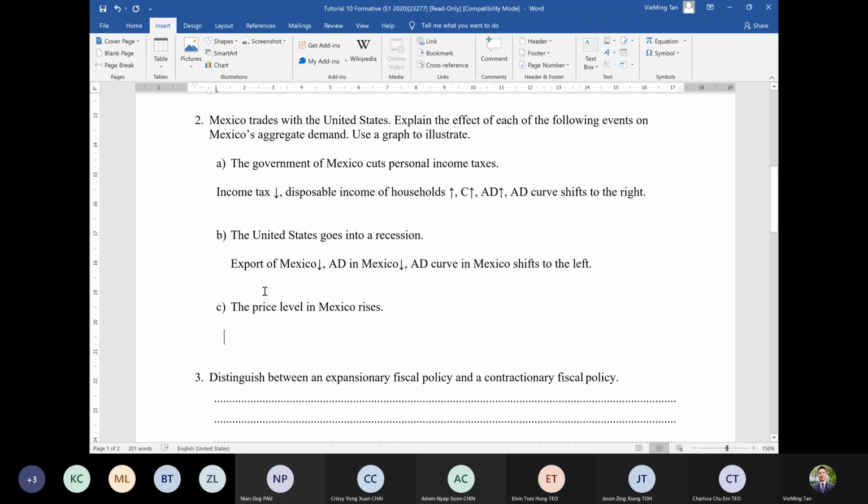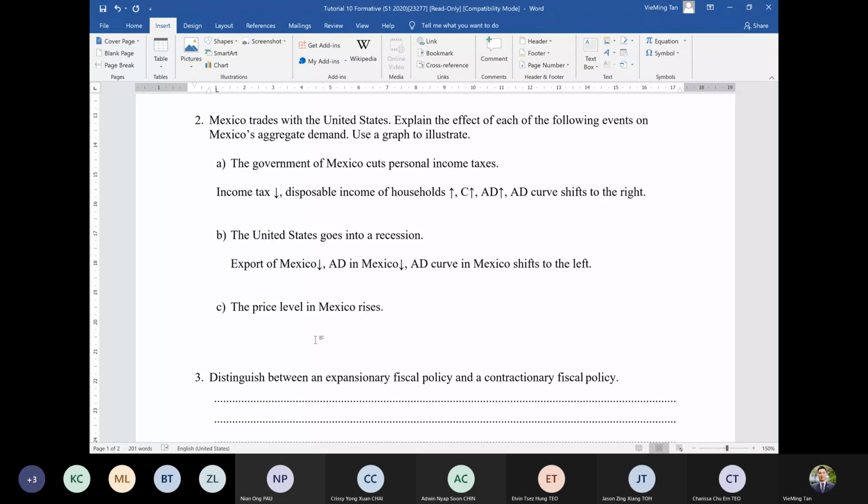Okay, increasing now. So what is the consequence? This is price level, price level. So what is going to happen to the aggregate demand? According to this question, what is going to happen to the Mexico aggregate demand? Because this is price level only, right? So the aggregate demand curve for Mexico does not shift, it's a move backward.